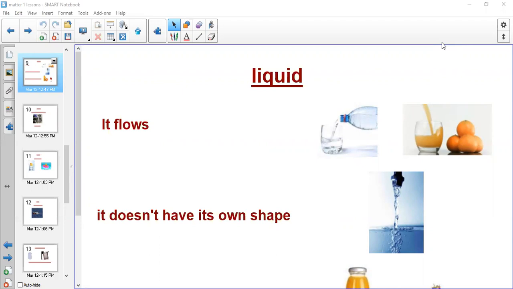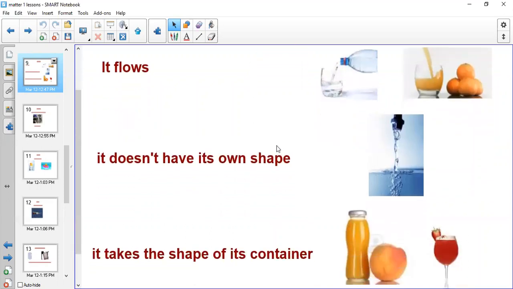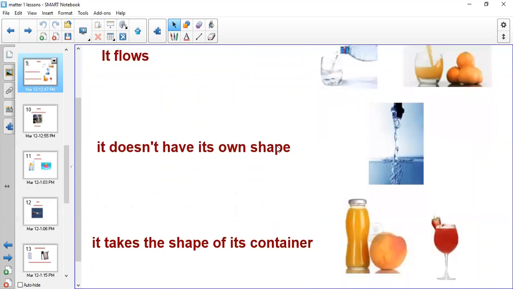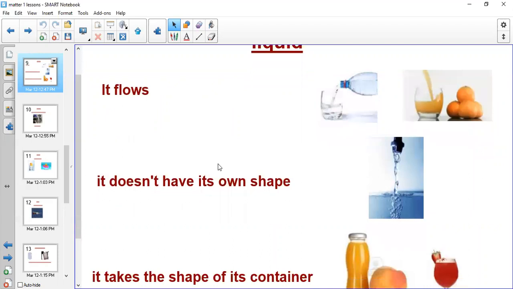And any liquid doesn't have its own shape, like a solid. Liquid doesn't have its own shape, but liquid takes the shape of its container. Again, liquid flows. Liquid has no shape. Liquid takes the shape of its container.